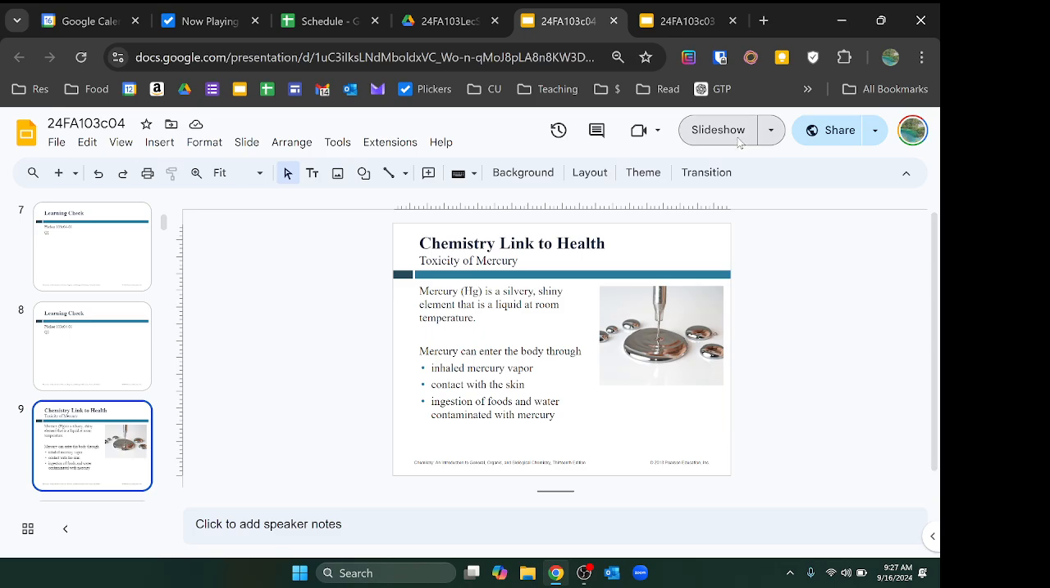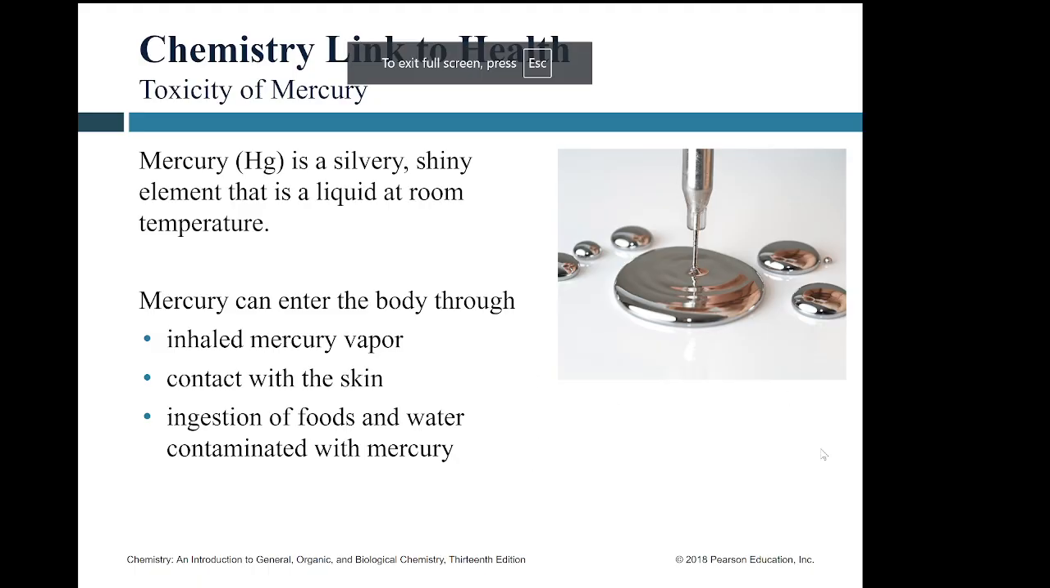Okay, so why is it important to know something about the elements? Well, for example, we have here mercury. Its symbol is Hg. It's a silvery, shiny element. It's a liquid at room temperature. It's one of the very few metals that are liquid at room temperature, and one of the few things on the periodic table that are liquid at room temperature, which is quite unusual, actually. Mercury can enter the body through several different pathways. We have inhaled mercury vapor, contact with the skin, and ingestion of foods and water that have been contaminated with mercury.